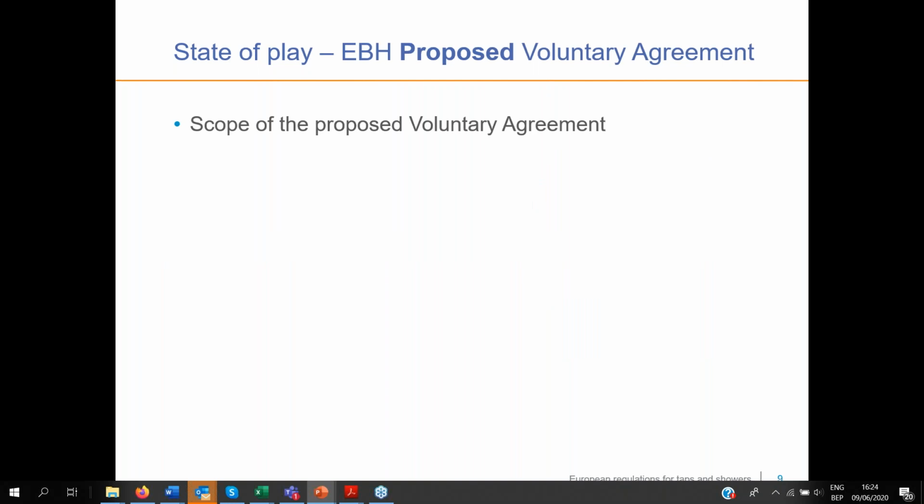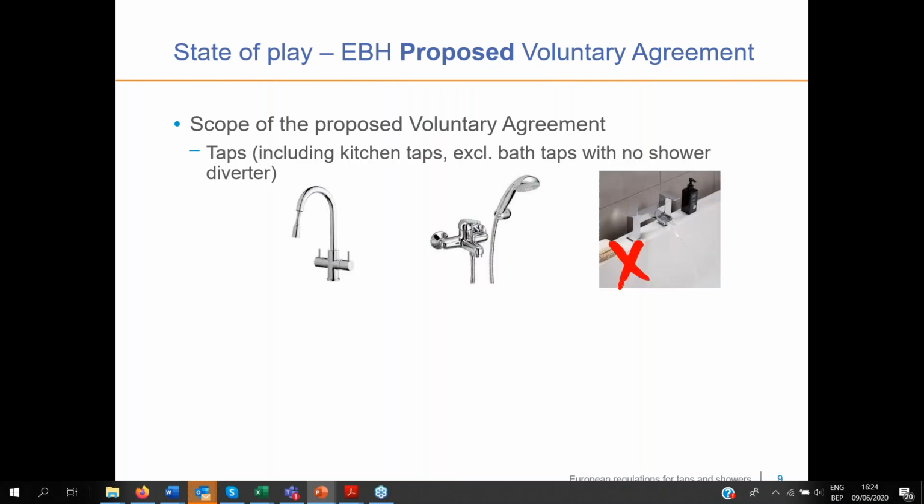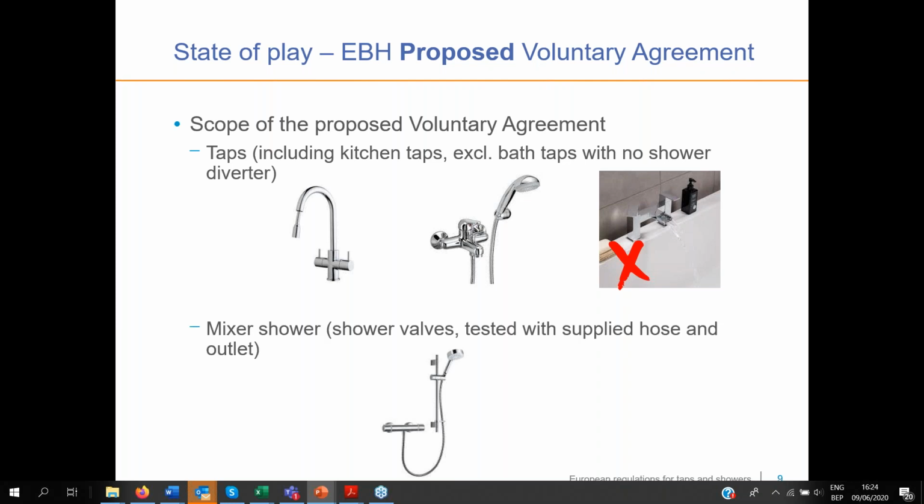A few words about the proposed voluntary agreement by the European Bathroom Forum, that's the industry association basically in Europe. The scope, I think, is basically the scope of all proposals on the table that I discussed right now. So there's no big issue about the scope, just a little lack of clarity.